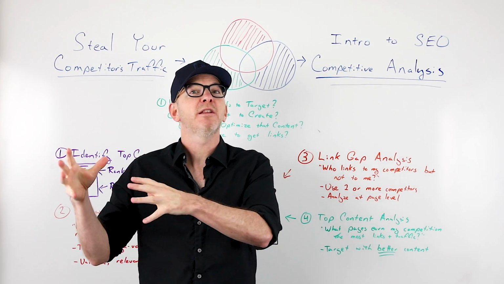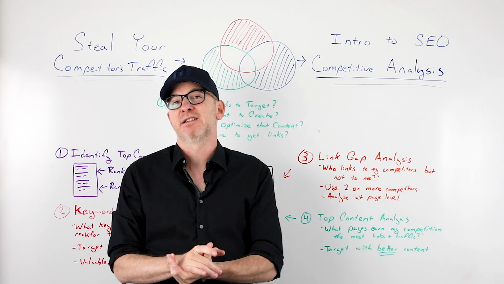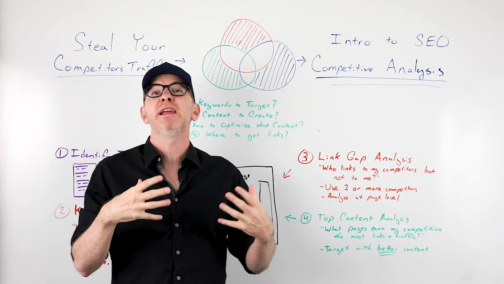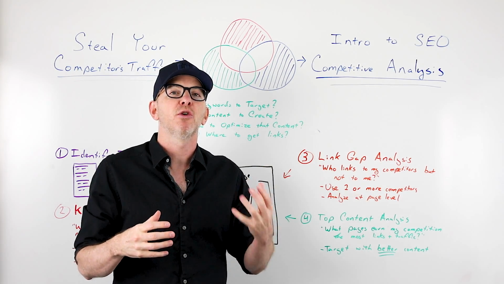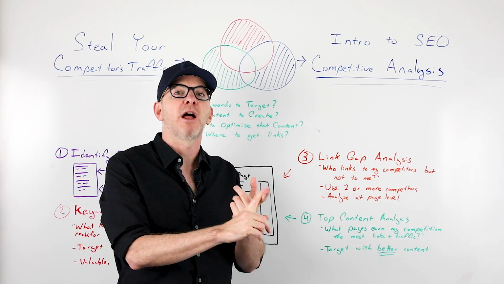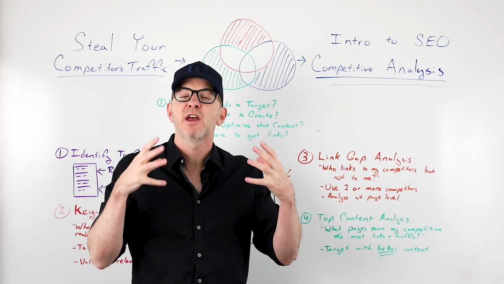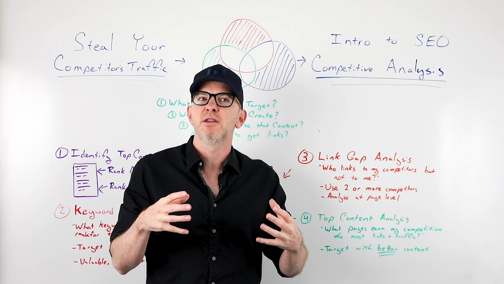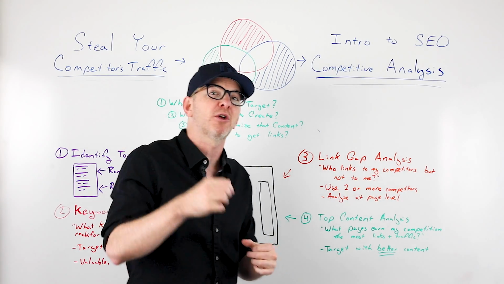So we understand the links, we understand the keywords, but what content do we want to create? And top content analysis. This is very easy to do these days. You're basically looking for content that earns your competitors a lot of traffic or a lot of links. And the idea is if other people are linking to these things, then it's highly probable that you can earn links with similar but better content.